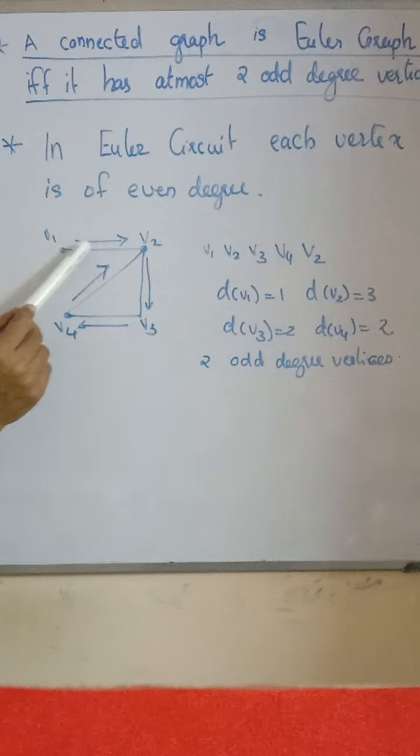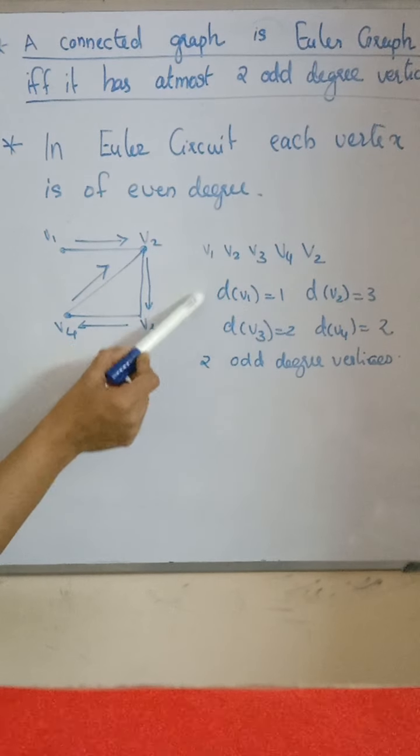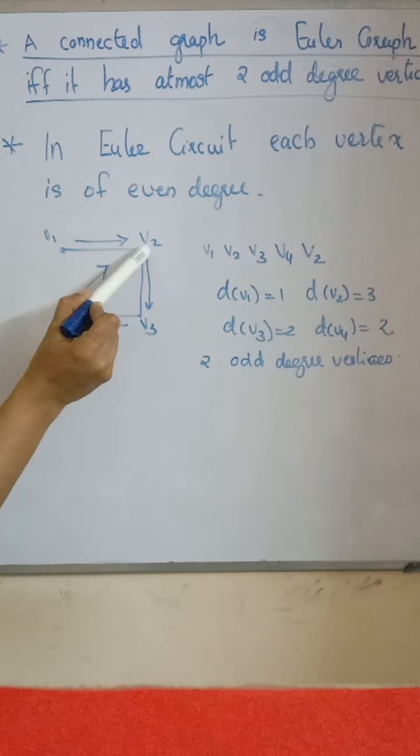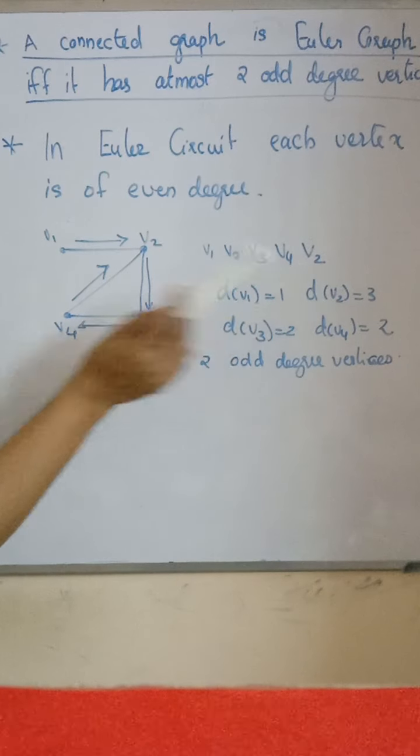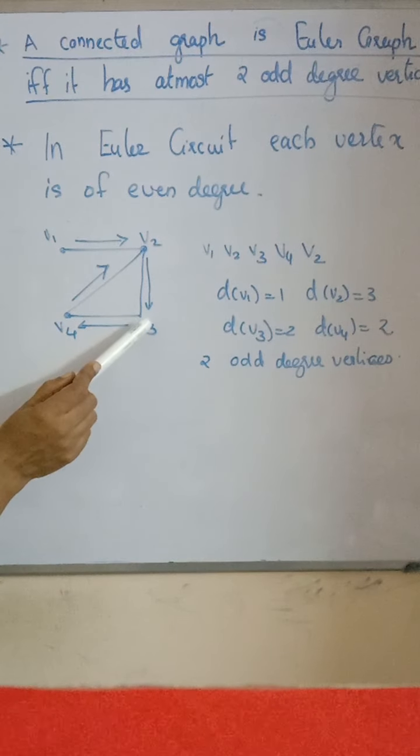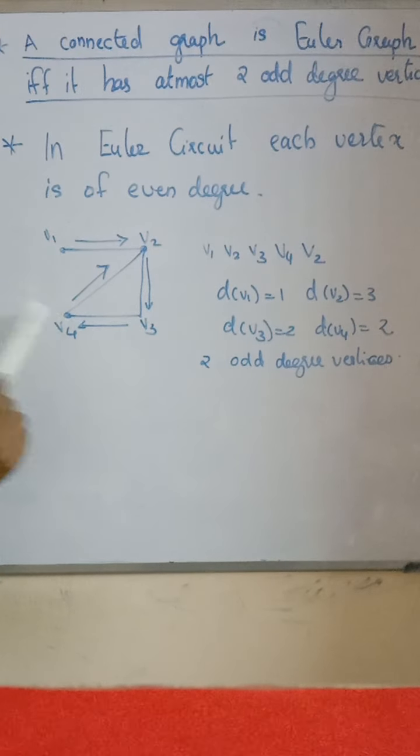Degree of V1 is 1. That's an odd degree vertex. Degree of V2 is 3. That's again an odd degree vertex. And degree of V3 is 2. Degree of V4 is again 2. So 2 odd degree vertices. So this is also an Euler graph, with the maximum number of odd degree vertices being 2.